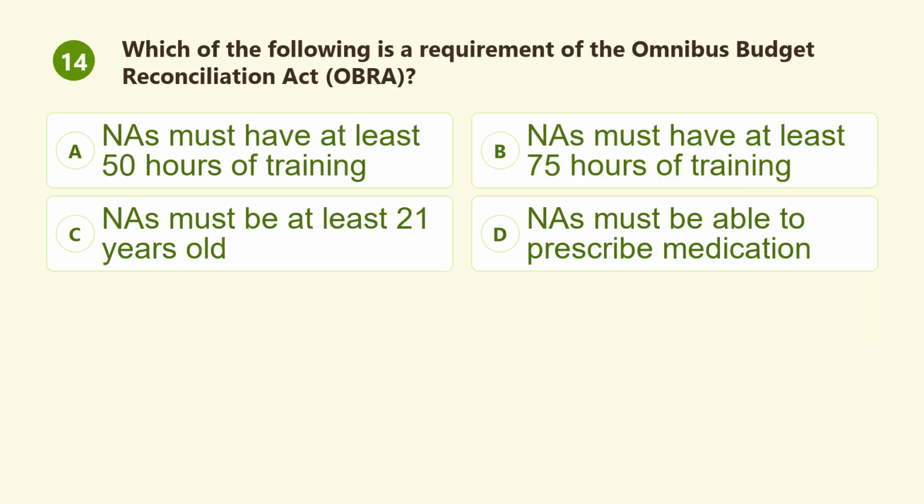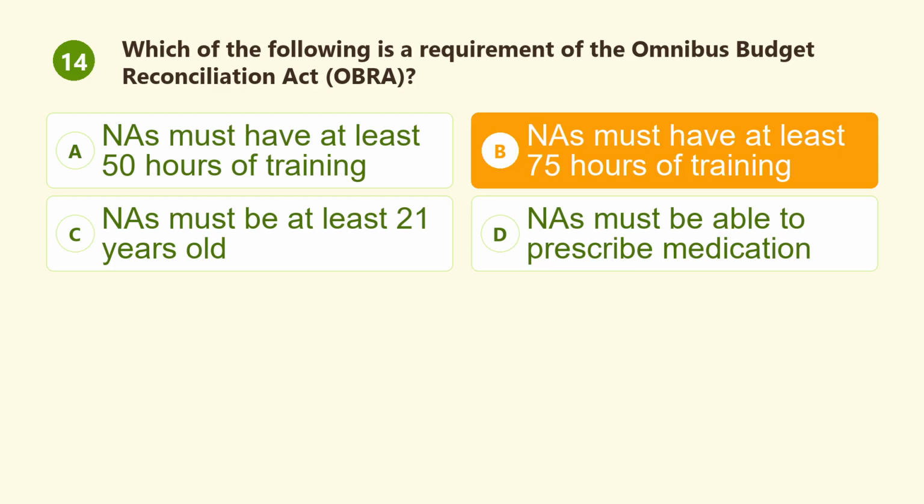Question 14. Which of the following is a requirement of the Omnibus Budget Reconciliation Act, OBRA? Option A, NAS must have at least 50 hours of training. Option B, NAS must have at least 75 hours of training. Option C, NAS must be at least 21 years old. Option D, NAS must be able to prescribe medication.